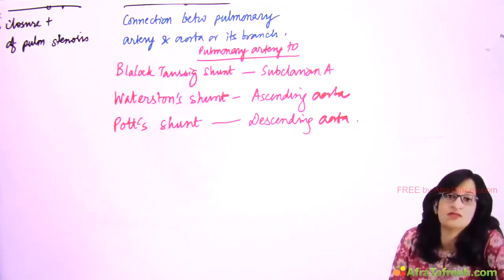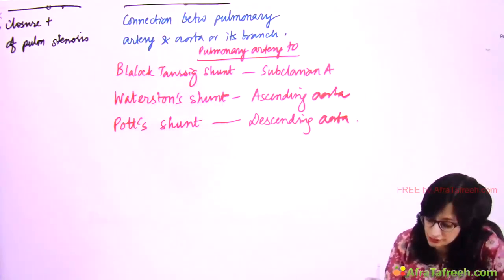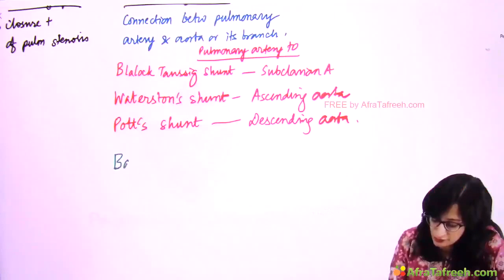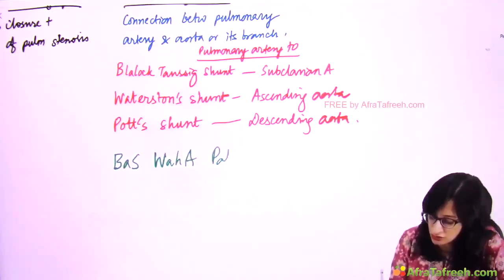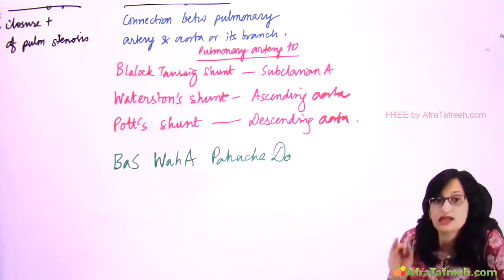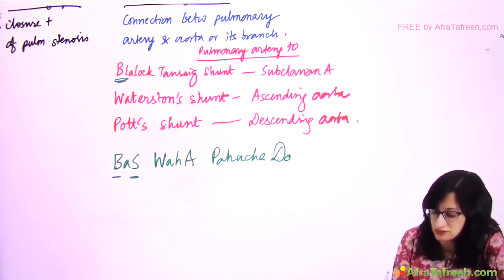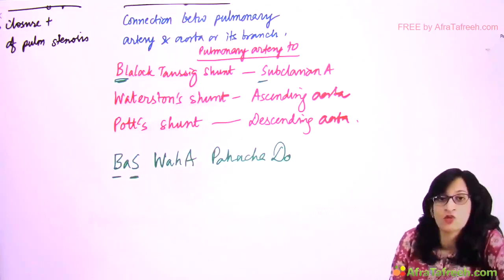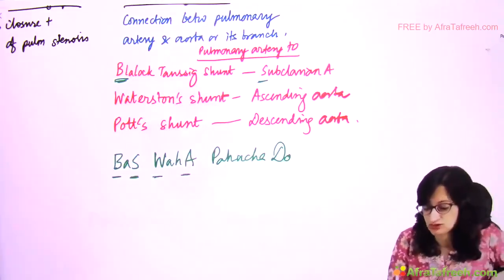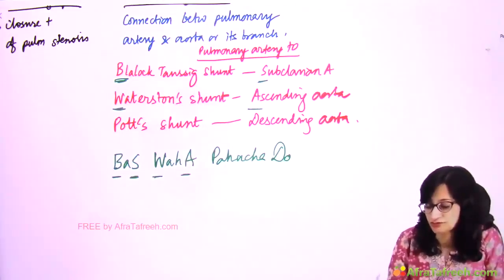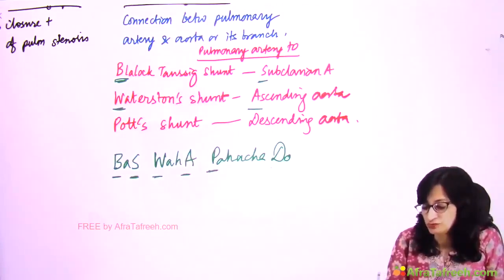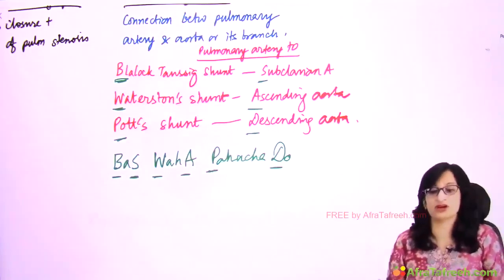So we can easily remember these by a mnemonic. Bas wahan pahuncha do. Just make it reach there. So, bus, B with S, Blalock-Taussig subclavian. Wahan, W with A. So, Waterston shunt, ascending aorta. And pahuncha do, so P with D. So, in the Pott shunt, you connect the descending aorta to the pulmonary artery.